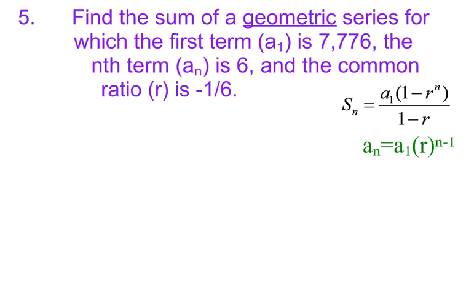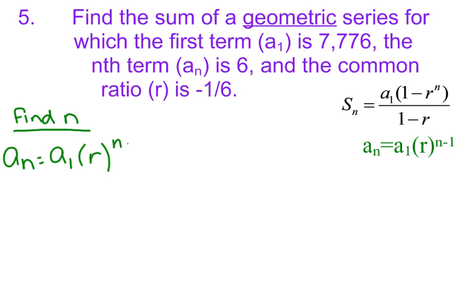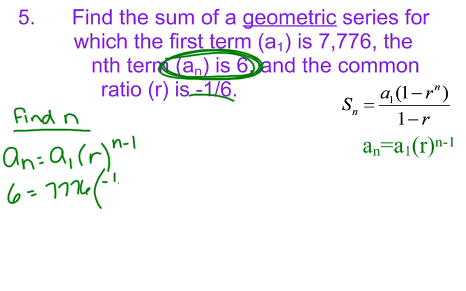So to find n, I say a_n equals a_1 times r to the n minus 1, same as the last problem. My a_n is 6. They actually call it the nth term is 6. They tell us that. So I'm going to go 6 equals a_1, my first term is 7,776. My ratio is negative 1/6, and I have that to the n minus 1. So I'm going to divide by 7,776, and I'm going to get 1 over 1296.